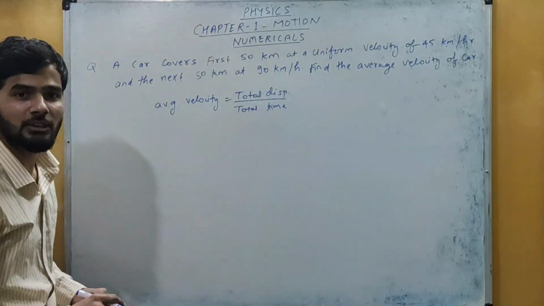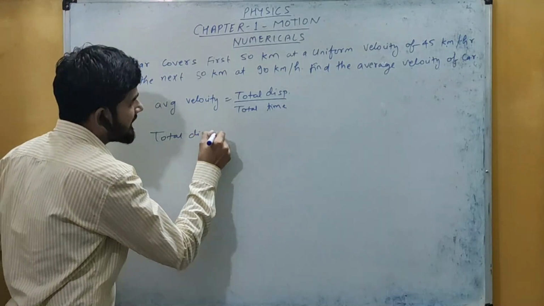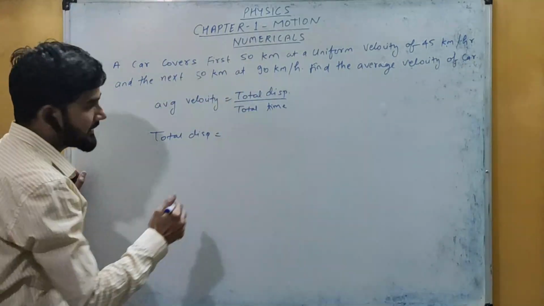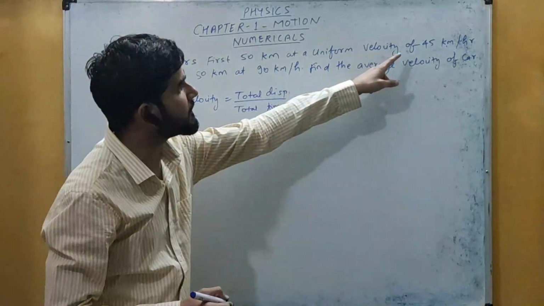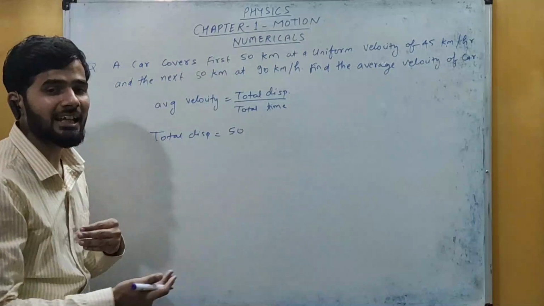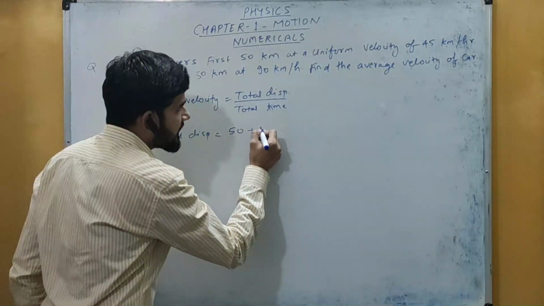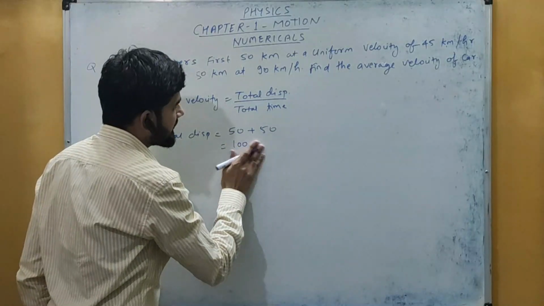So here we'll calculate the total displacement. So what is the total displacement here? The first 50 kilometers, so 50 kilometers will be the displacement in the first case at a uniform velocity of 45 km per hour, and the next 50 km, मतलब उसके बाद अगले 50, means here the total will be 50 plus 50, that is equal to 100.